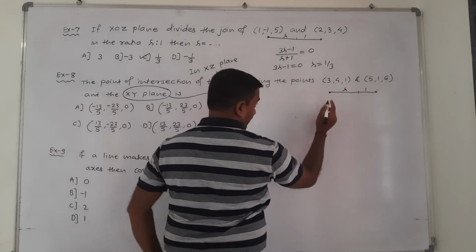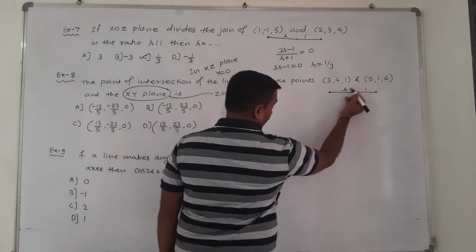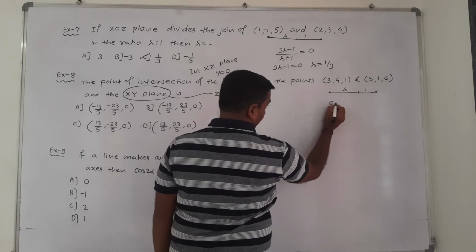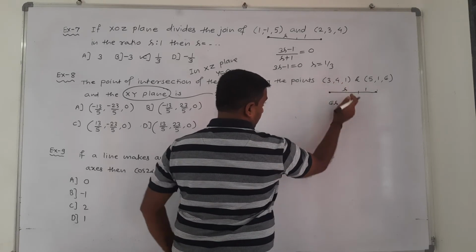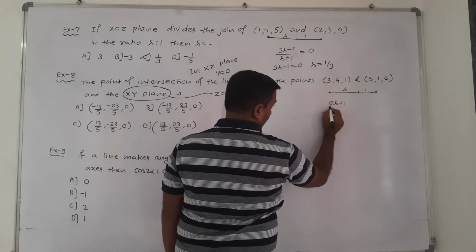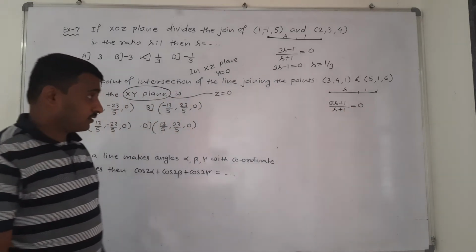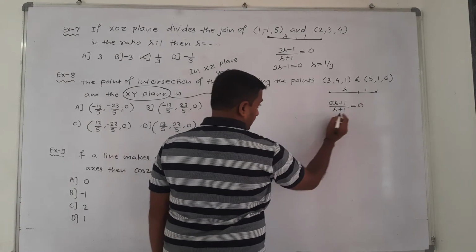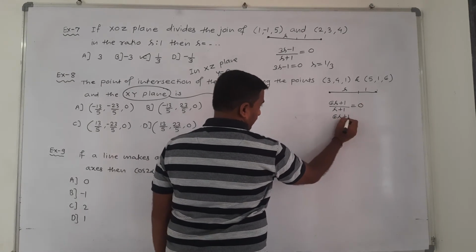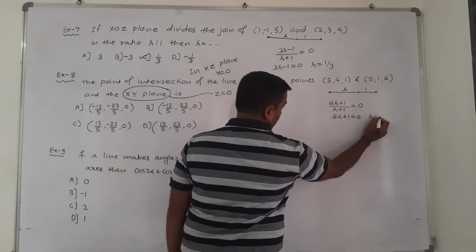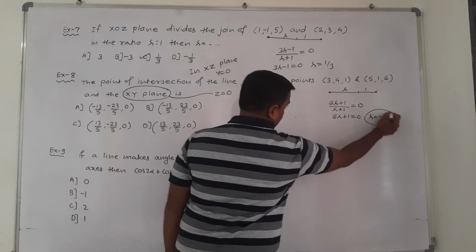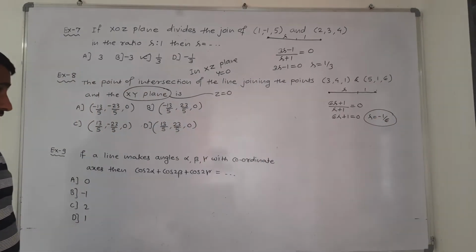Therefore, first we compare the Z coordinate: lambda into 6, 6 lambda plus 1 into 1, upon lambda plus 1 is equal to 0. Z coordinate we compare. Now lambda plus 1 transfer, then 6 lambda plus 1 is equal to 0, lambda is equal to minus 1 by 6. This is the lambda value.